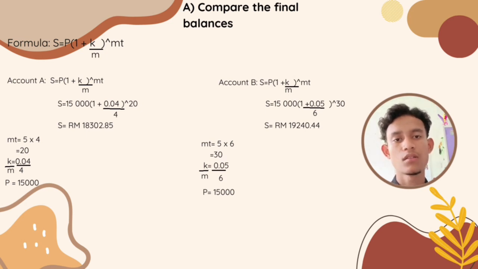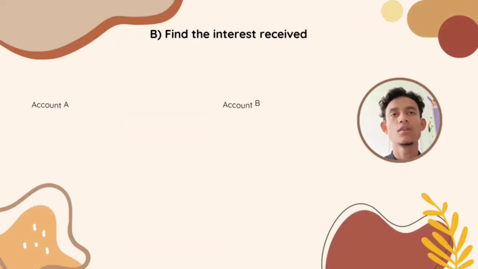S equals RM18,302.85. Okay, for account B, I also use the formula S equals P open bracket 1 plus i over m close bracket to the power of mt. The mt that I use in account B is 30, i over m is 0.05 over 6, and P is 15,000. I will replace these numbers into the formula. S equals 15,000 open bracket 1 plus 0.05 over 6 close bracket to the power of 30, and the final balance for account B is RM19,240.44.